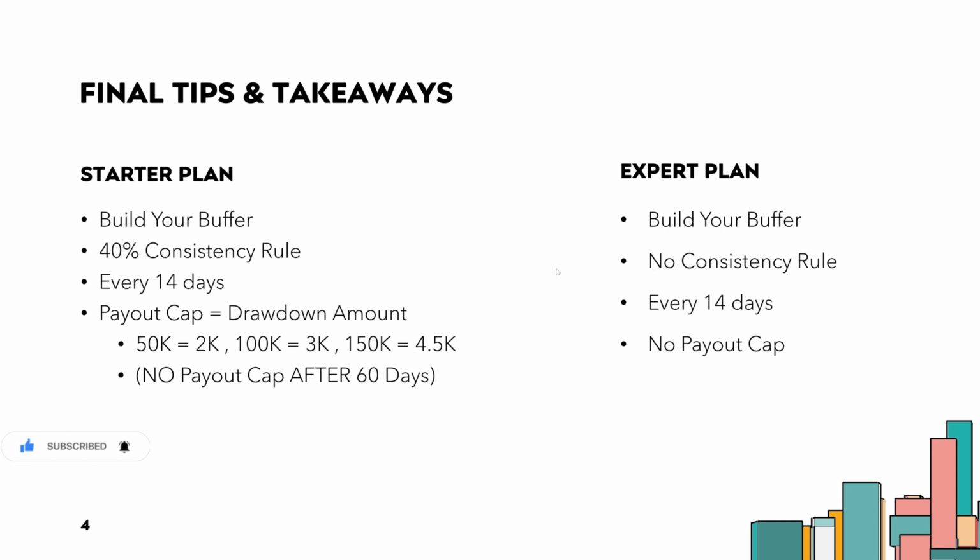The next thing you get with the expert plan is that there's no consistency rule. You don't need to follow that 40% consistency rule on the profit that you need to make. You can get paid every 14 days, just like the starter plan, and there's no payout cap right off the bat. You don't need to wait 60 days. And that's basically it for the starter versus the expert plan when it comes to payouts.